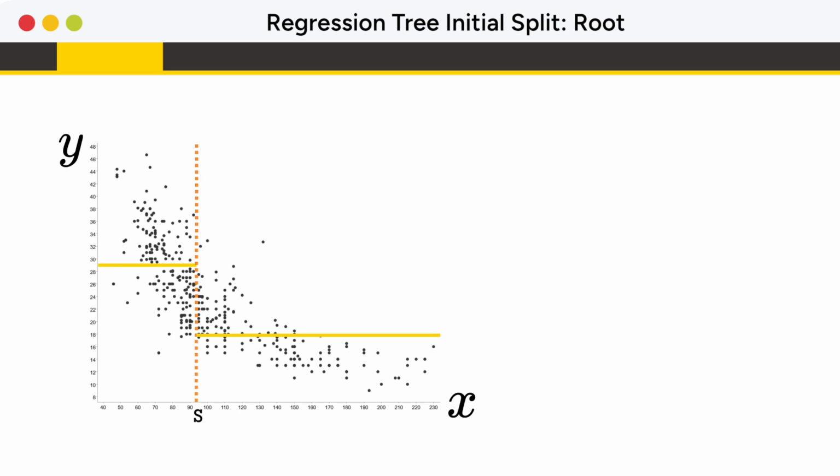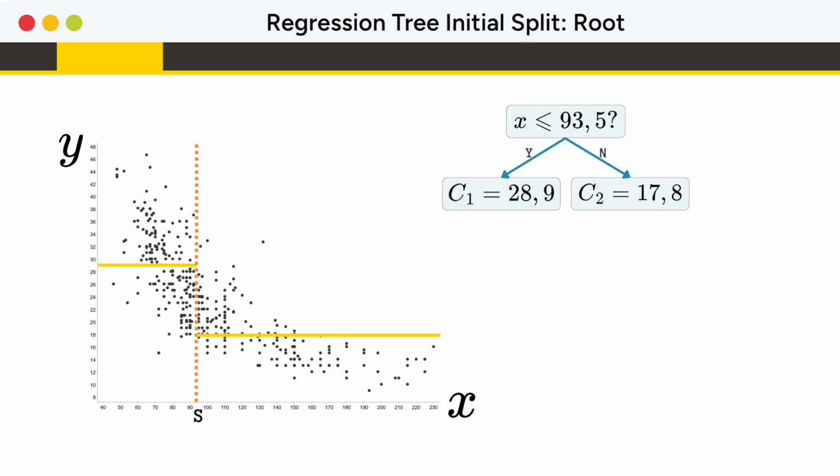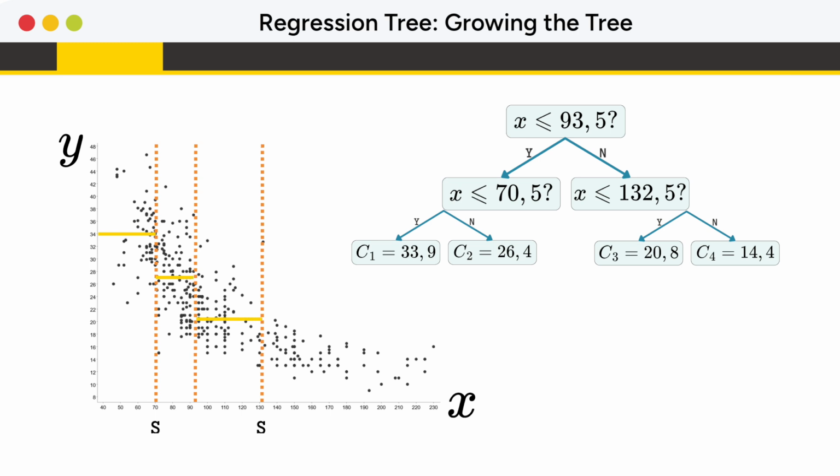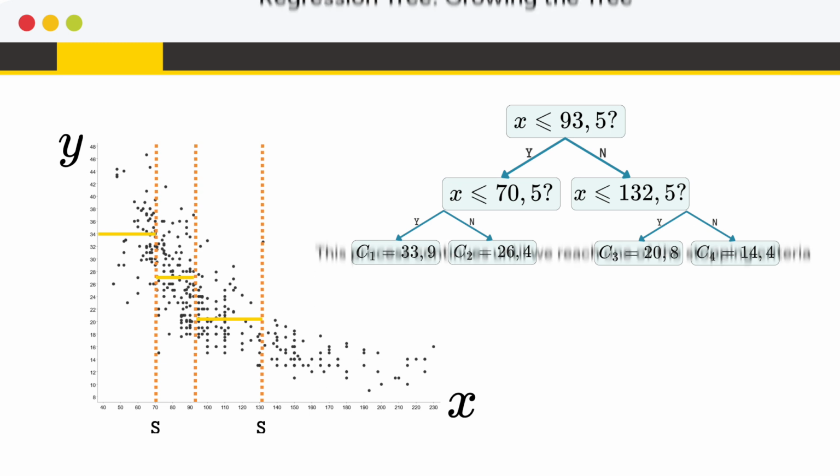In this example, we found that the boundary 93.5 minimizes the total error among all possible boundary values, making it the root of the tree. We continue to grow the tree by finding another boundary within each of the segments in the same way as the previous split. This process continues until we reach one of the stopping criteria.